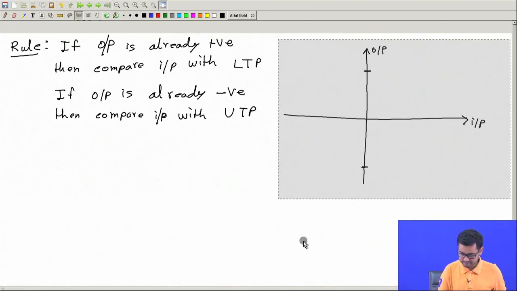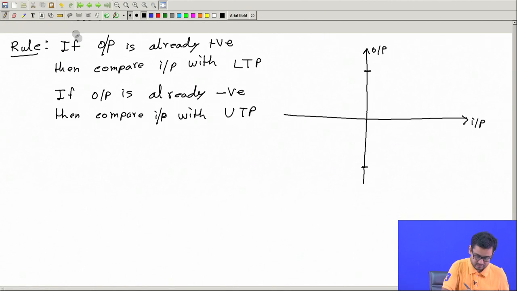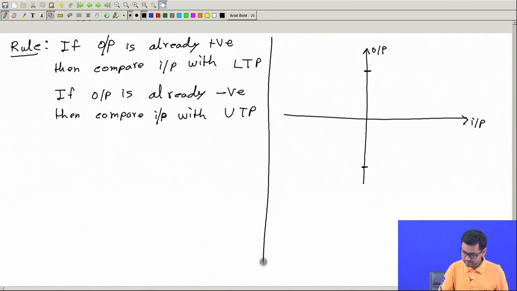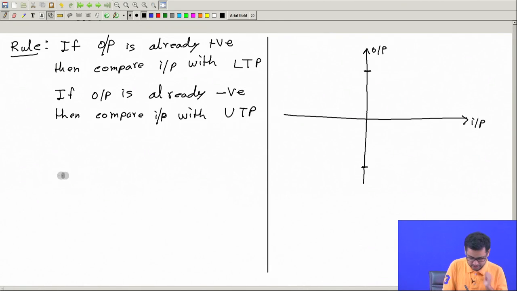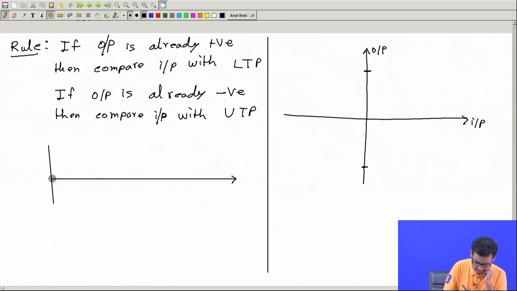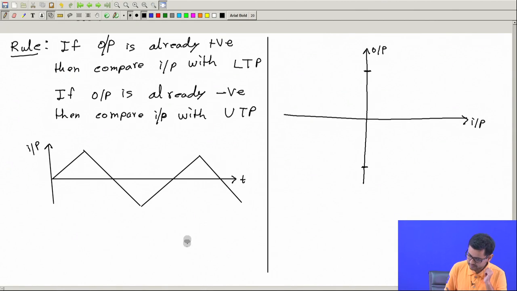Let me do it here. Okay, so the input applied to this Schmitt trigger is like this. It increases and then decreases, increases and then decreases. It's a triangular wave input.